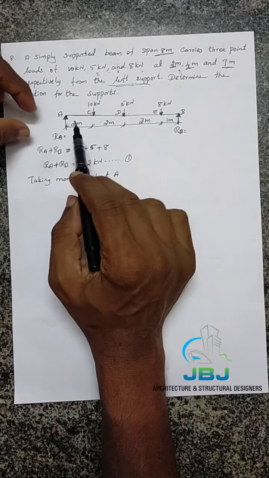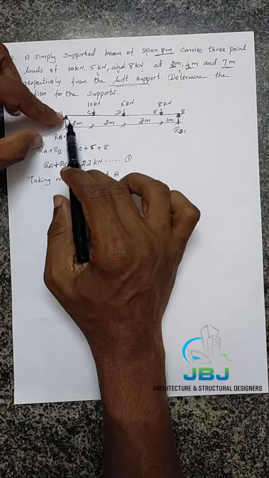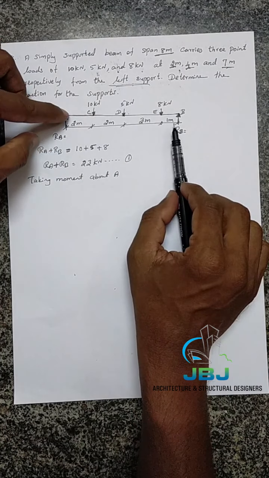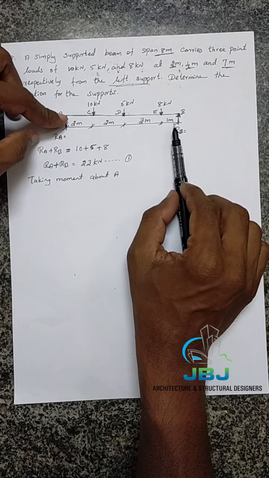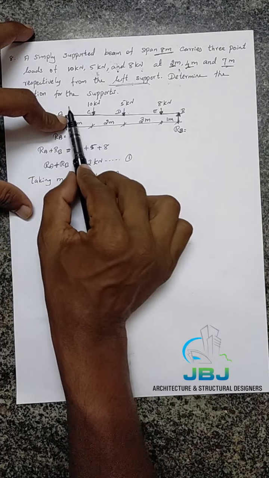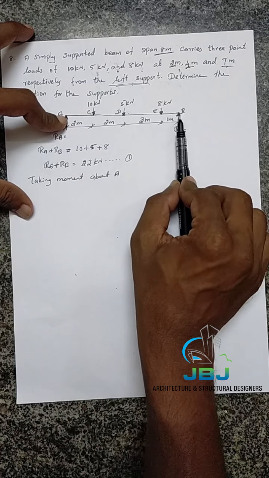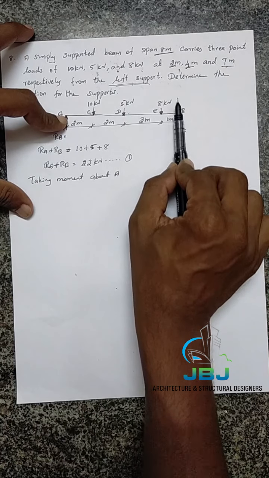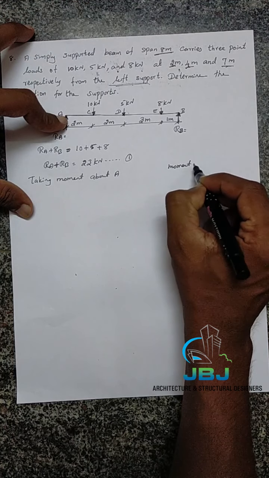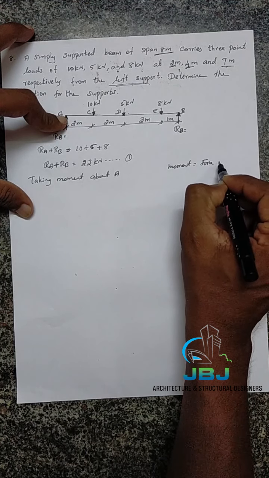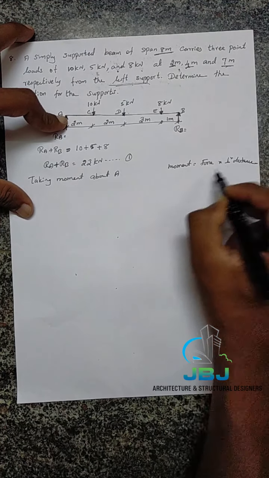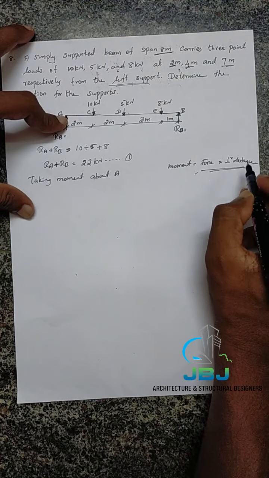What should we do? We should take the moment at the support A. How will you take the moment? Here you put your finger over this joint, like this, and you should take the moment of the remaining forces. Moment equals force into perpendicular distance. Keep in mind, force into perpendicular distance, not just the distance.